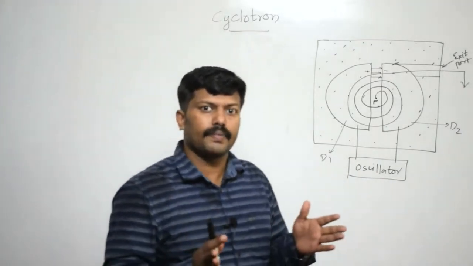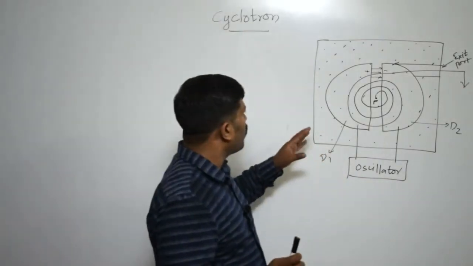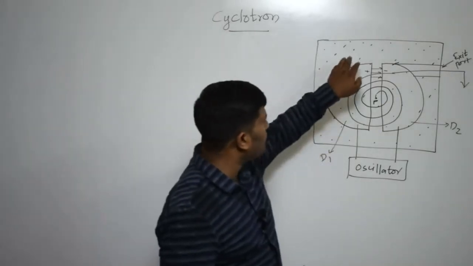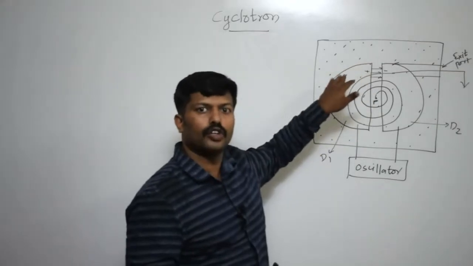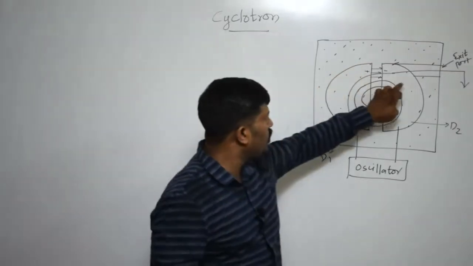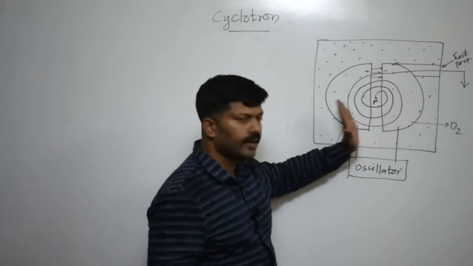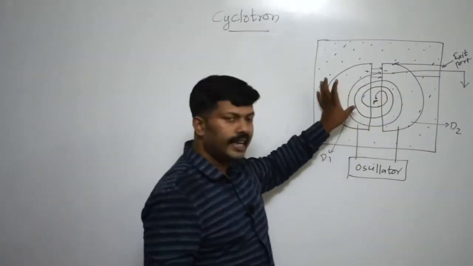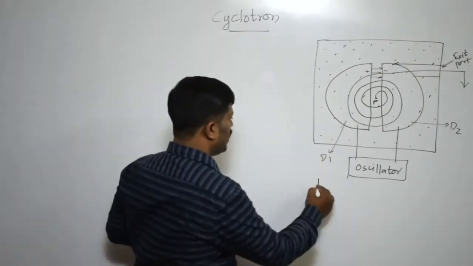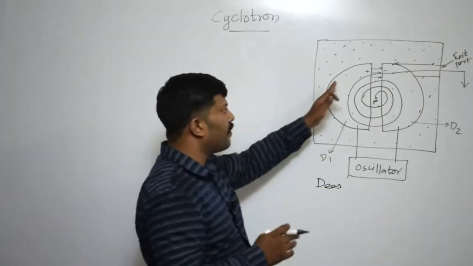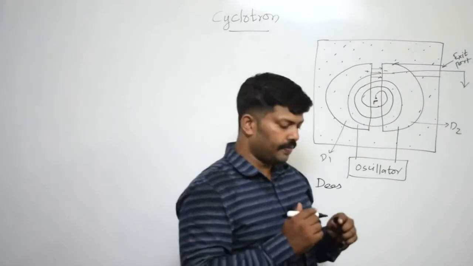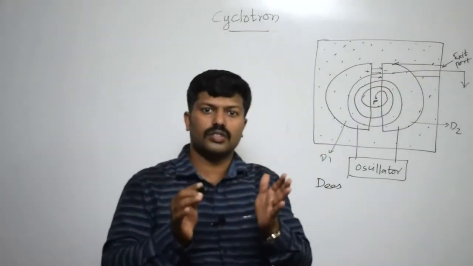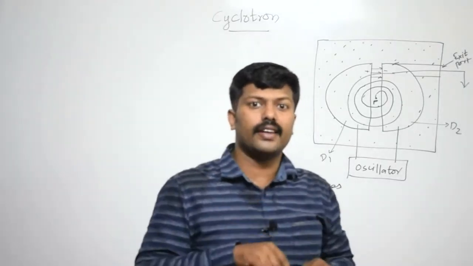First, let us see the setup. The setup that is required: we need a magnetic field. The magnetic field is acting perpendicular to the board. It is acting perpendicular to the setup. So we have two D-shaped structures that are separated by a little distance, and why are these called D's? These are called D's, D-E-E-S, because they have the shape of the letter D. And these are semicircular boxes or metallic containers.